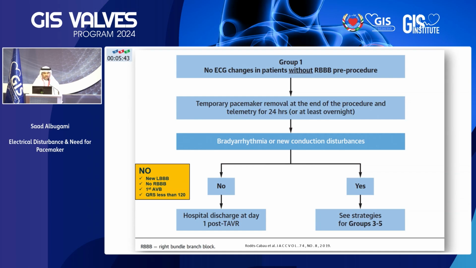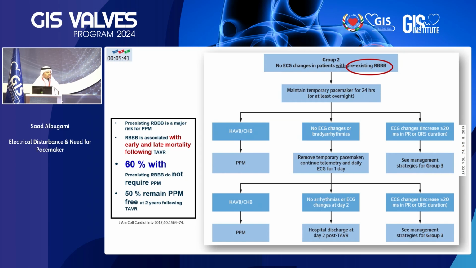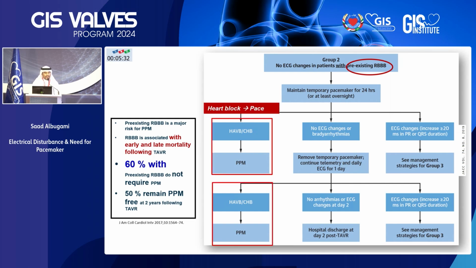If they develop ECG changes, specifically prolongation of the PR interval of more than 20 milliseconds or the QRS complex of more than 20 milliseconds, then those patients should probably be monitored. If the patient develops complete heart block, then they should probably be offered a pacemaker before discharge. The majority of the ECG changes will resolve, and we can monitor the patient for 2 days. If the ECG changes resolve, they can be safely discharged. Remember, pre-existing right bundle branch block is a major risk for pacemaker implantation.